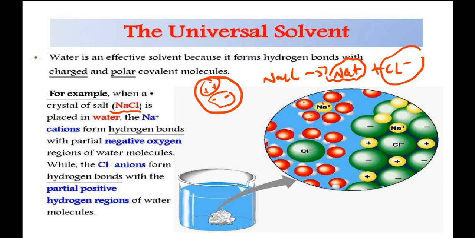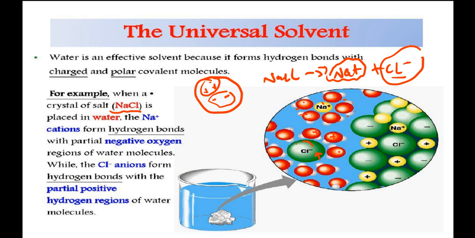You can see these red dots here. They are negatively charged. The green ones represent the chloride ion, and it will be surrounded by other parts of the water that are positively charged. So that's what it means to be polar. Because of this attribute, water is a very good solvent.